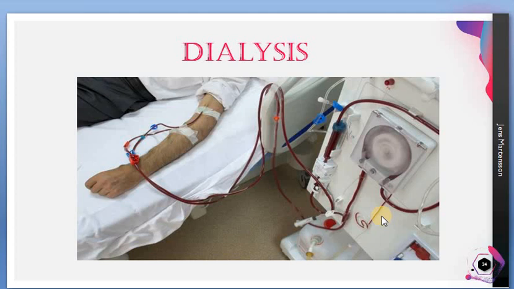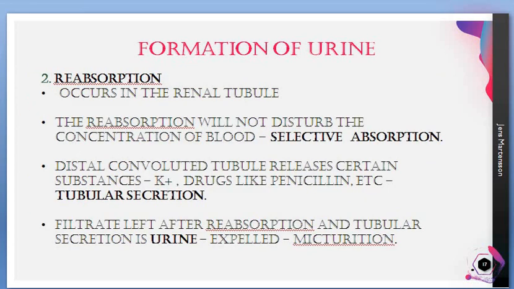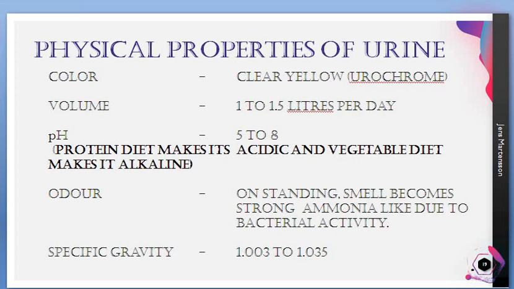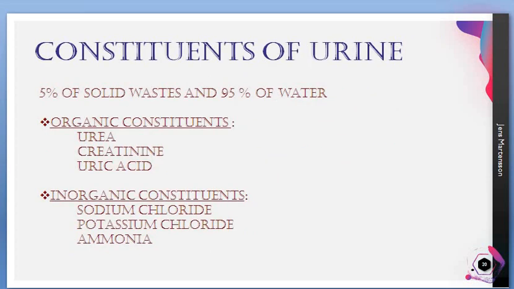So today we have learned about ultrafiltration, and then we learned about reabsorption, right? Ultrafiltration and then reabsorption, and this is the gist of the steps in urine formation. Then we learned the physical properties of urine, and that the color is because of the pigment urochrome. And then the constituents of urine: what are the organic constituents and what are the inorganic constituents. In your book the ratio is also given, the numbers are also there. You don't need to learn the numbers, but you should learn this.